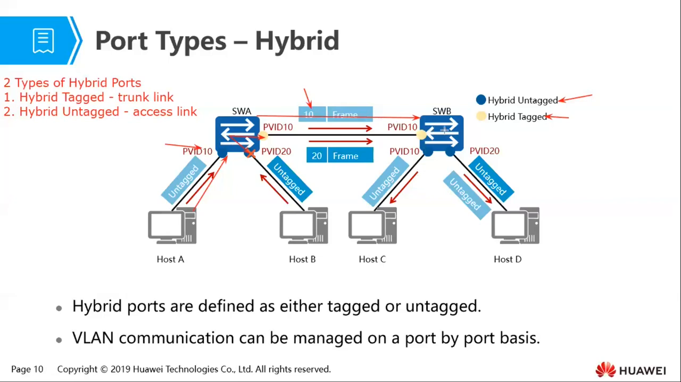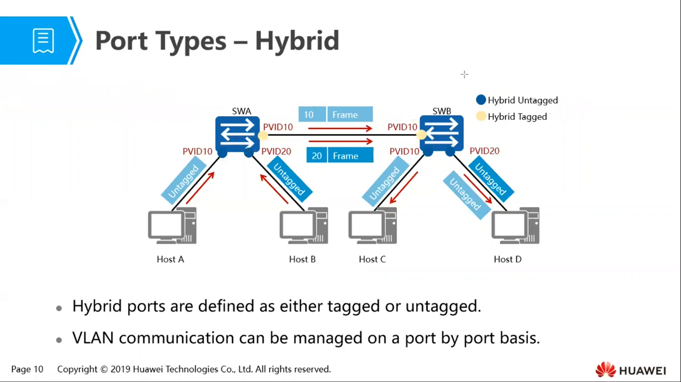Then after that, the frame is going to be forwarded to these interfaces. This one is going to discard it because it does not match. On the other hand, this one is going to forward it to the end device because it matches. So the main difference when it comes to hybrid tagged is this one. Now what we've looked at is this. So now I want us to look at how this hybrid tagged port behaves.